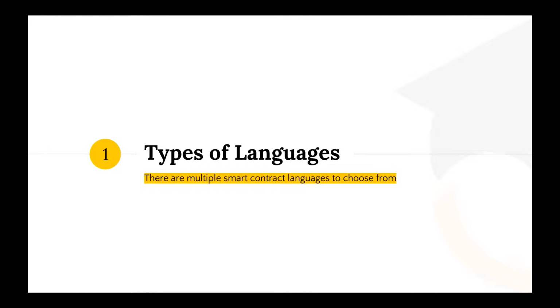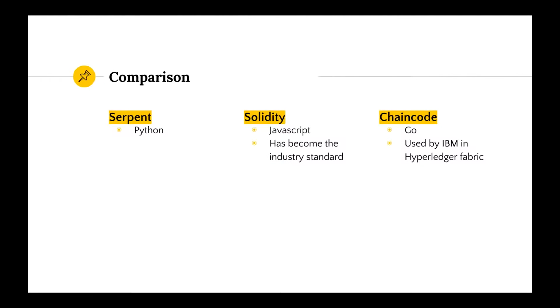So there's many different types of smart contracting languages, and these are the three main ones. Serpent is based on Python. Solidity is based on JavaScript and has become the industry standard. It's also the language that we're going to focus on for the remainder of this module. And Chaincode is based on Go, and it's used by IBM in the Hyperledger Fabric.